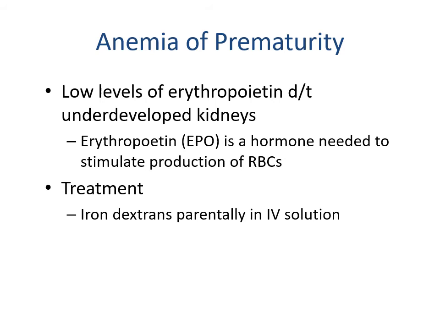Looking at anemia of prematurity, so low levels of erythropoietin in underdeveloped kidneys. And to remember that erythropoietin, or EPO, is the hormone needed to stimulate the production of red blood cells. And so the treatment is iron dextrins parenterally in an IV solution. So again, this is just something to be aware of.